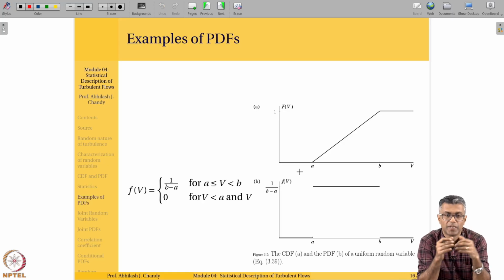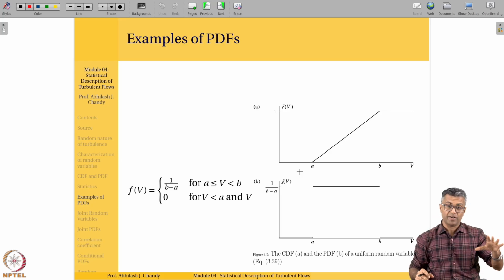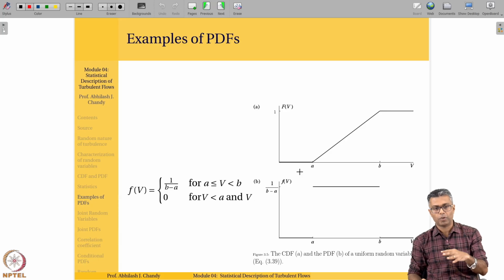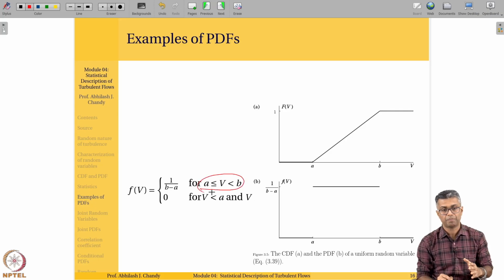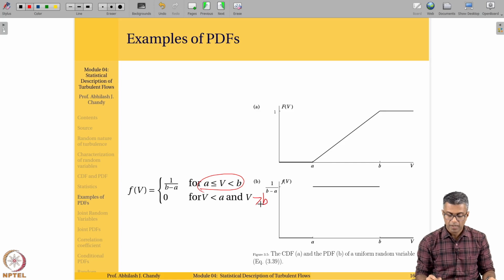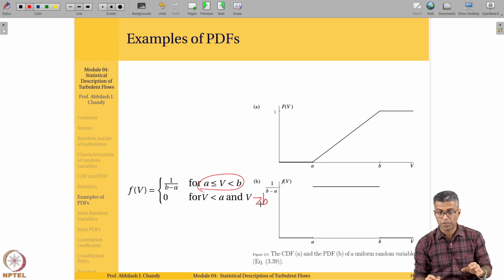Now, with that, let's look at some examples of PDFs. So we characterize random variables. Let's look at some examples of random variables. A standard example is a uniform random variable. What does it do? The PDF is mathematically defined as 1 over b minus a for v between a and b, and it is 0 for v less than a and for v greater than b. As you can see, it is easier to look at the probability first.